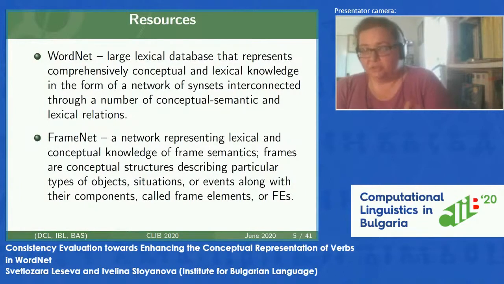So the two resources that we use in this study are WordNet, which is, as we know, a large lexical database that represents conceptual and lexical knowledge in the form of a network of synsets, which are interconnected through a number of conceptual, semantic, and lexical relations. And the second resource is FrameNet, which is a network representing lexical and conceptual knowledge of frame semantics. Frames are basically conceptual structures describing particular types of objects, situations, or events, along with their components called frame elements. In particular, we are focused on the core frame elements within the frame.